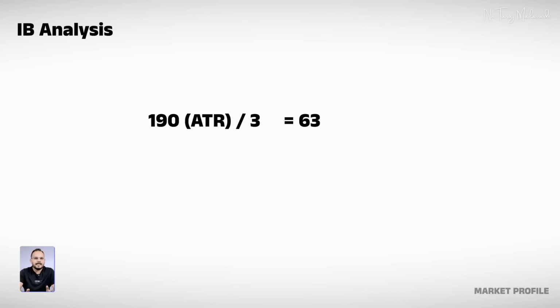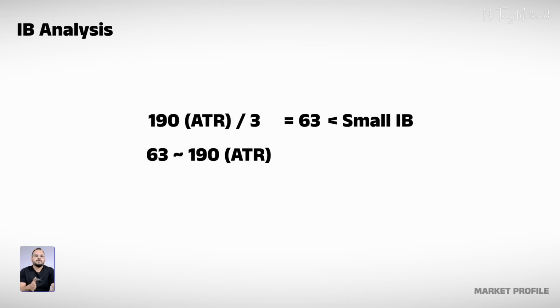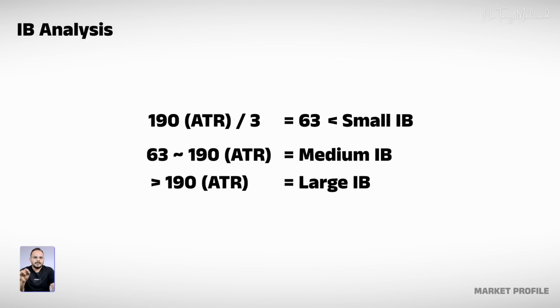So if tomorrow's IB range is within this number, say around 63 or lesser, then we can call it a small IB. And the next thing is we are going to compare this 63 number, which is 190 divided by 3, again with the ATR. So if tomorrow's IB falls within the 63 to 190 range, then we can categorize it as a medium IB range. And it is obvious now that if tomorrow's IB range is beyond the daily ATR number, which is 190 in this case, we can call it a large IB range.